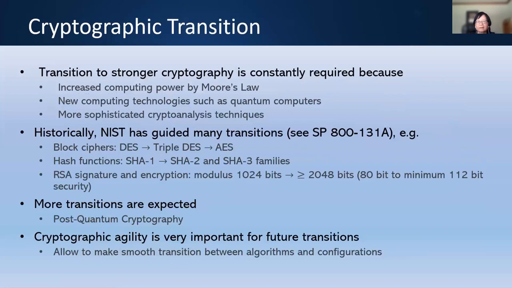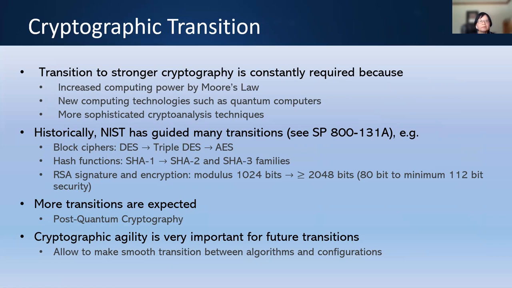However, that's not enough yet because cryptography is in constant transition because of increasing computing power by Moore's law. Remember, the first encryption standard, DES, only has 56 bits of key. At that time in the 1970s, 2 to the 56 is a large number for the computing power. But today, 2 to the 56 is not that high and it's very easy to tackle with today's computing power. Then there are always new computing technologies such as quantum computers and parallel computing.